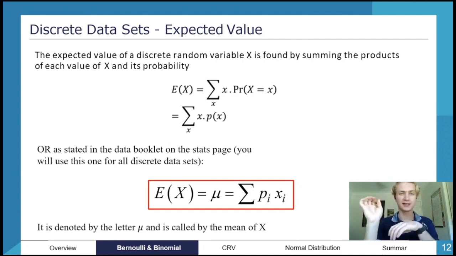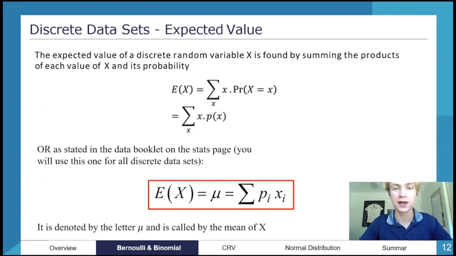Now, for our discrete data sets, these are what you would have gone over in year 10. You've already done these, which is good. So the expected value of a discrete random variable x is found by summing the products of each value of x and the probability of achieving that. Mathematically, we write this out as the sum of x times the probability that X equals x. And what we essentially get is this formula here, which you can find on the stats page, like the second or third page. And you use these for all discrete data sets.